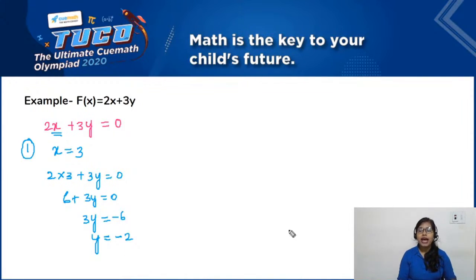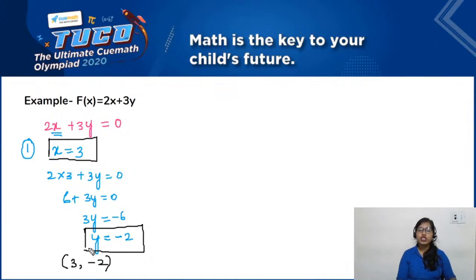As in, I could say that my first pair of solution is nothing but 3 and minus 2. Okay, everybody clear with this? So for x equal to 3, we got the value of y as minus 2. Now the question is, isn't that always we calculate the value of y by assuming values of x? No, there is no such rule. You can also do the other way around. You can also calculate the value of y and get the value of x.